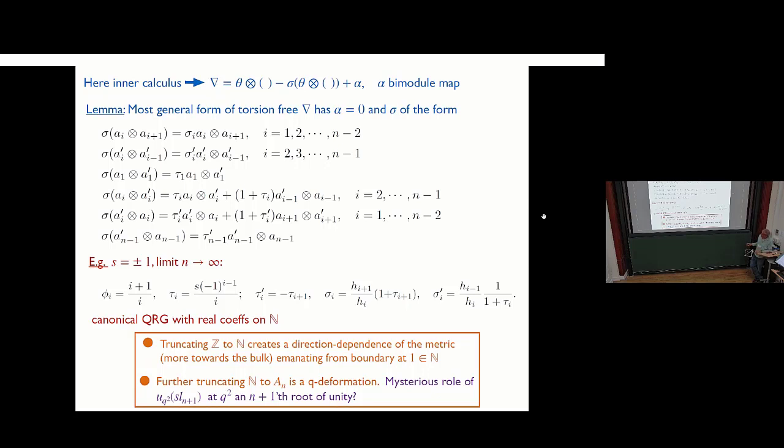And this turned out to be a q-deformation. And there's a nice mystery for anyone who's interested; I haven't figured it out yet. What is the role of U_q(sl_2)? There should be a role of U_q(sl_{n+1}) as some kind of diffeomorphism group, or isometry group, of quantum geometry or something. But it's not at all clear.